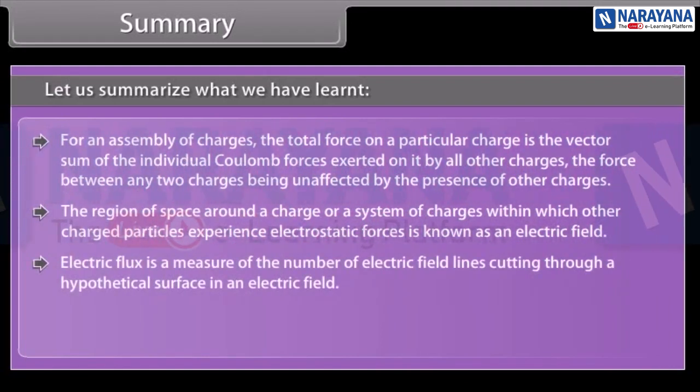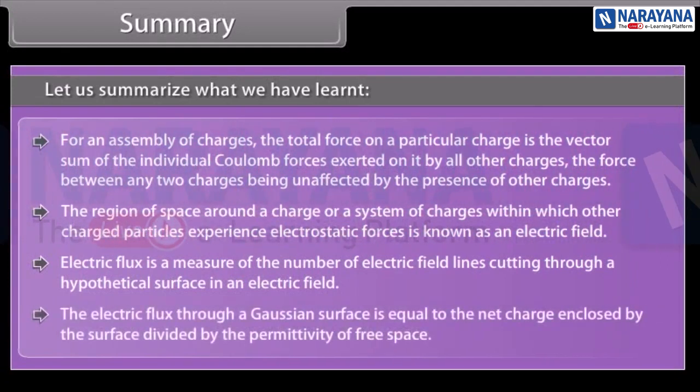Electric flux is a measure of the number of electric field lines cutting through a hypothetical surface in an electric field. The electric flux through a Gaussian surface is equal to the net charge enclosed by the surface divided by the permittivity of free space.